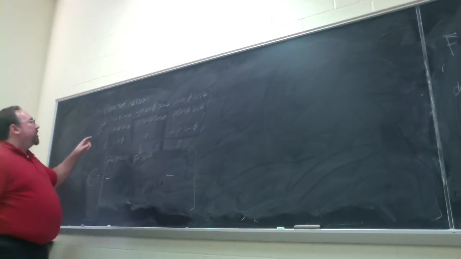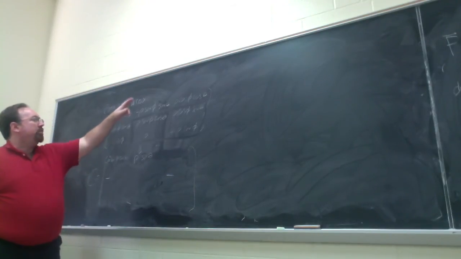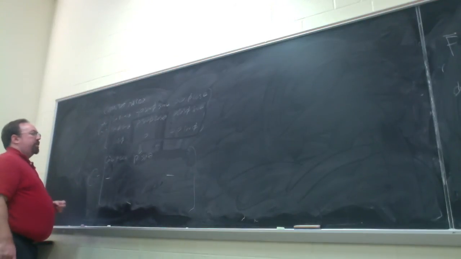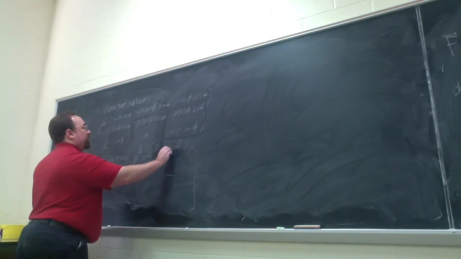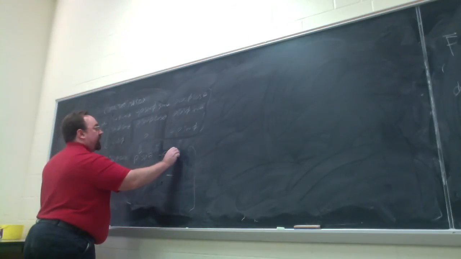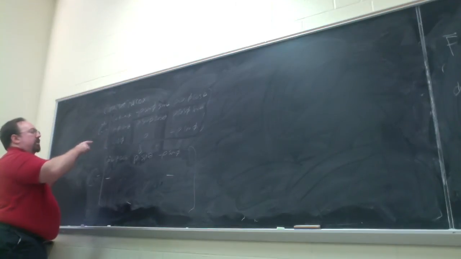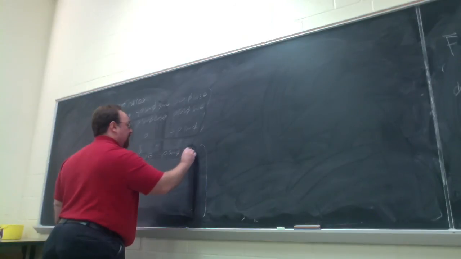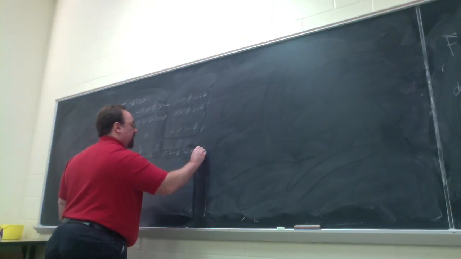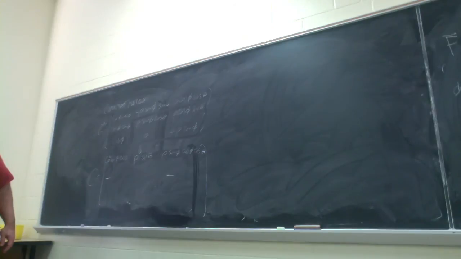Okay, so here, first row, strike out the third column. And what are you going to get? Negative rho sine phi cosine theta cosine phi. So sine phi, cosine theta, cosine phi. Yeah, two cosines. So then the pattern, you can keep filling in from there.